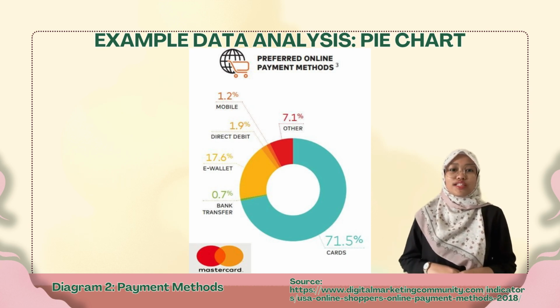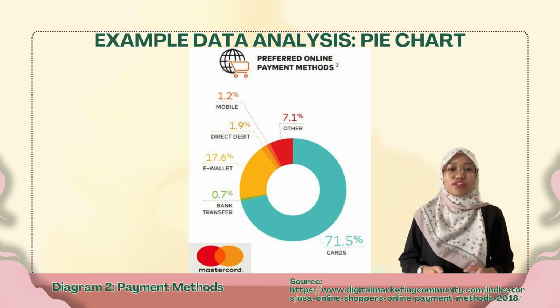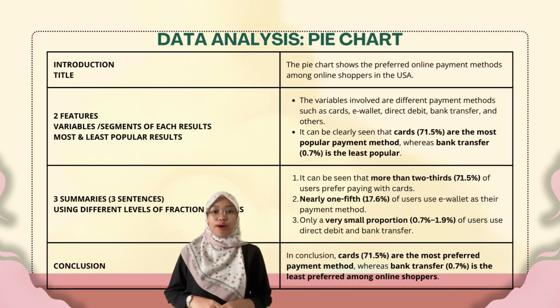This pie chart shows the distribution of different online payment methods used by consumers. Each section of the chart represents a payment method such as cards, e-wallet, direct debit, and bank transfer. The size of each section reflects the percentage of users who prefer that method. From this chart, we can clearly see which payment methods are more commonly used and how consumer preferences are distributed among different options. The pie chart shows the preferred online payment methods among online shoppers in the USA.